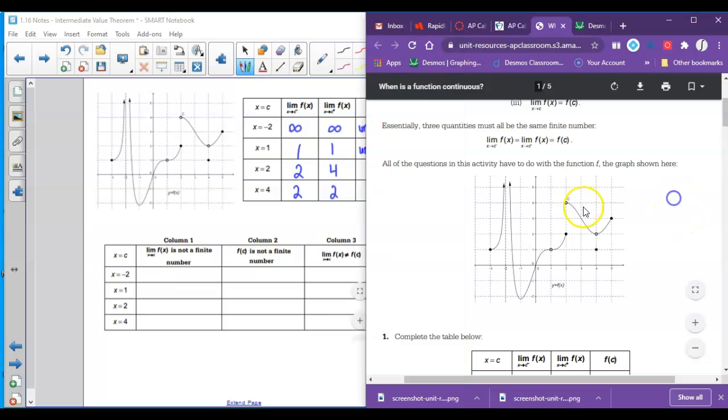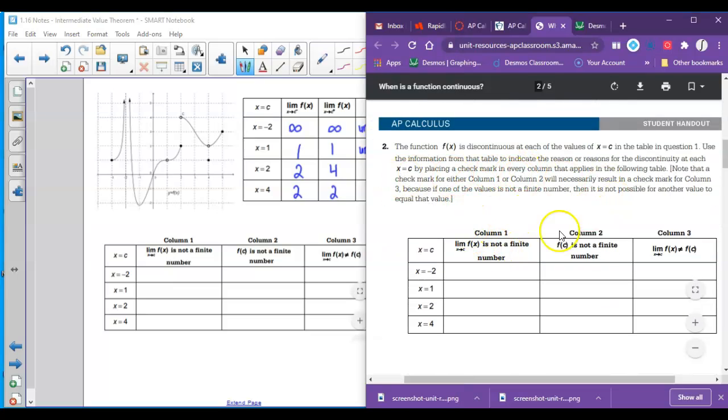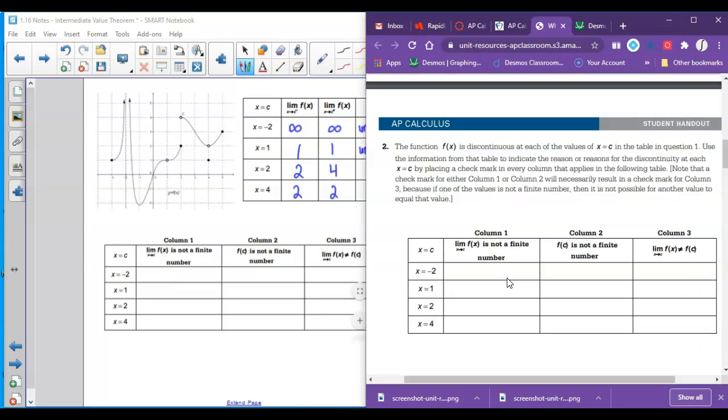discontinuous. If we look at the directions for the next chart here, it tells us we're going to use the information from the table to indicate the reason or reasons for the discontinuity at each x equals c by placing a check mark in every column that applies in the following table. Note that a check mark in either column 1 or column 2 will necessarily result in a check mark for column 3, because if one of the values is not a finite number, then it is not possible for another value to equal that number.